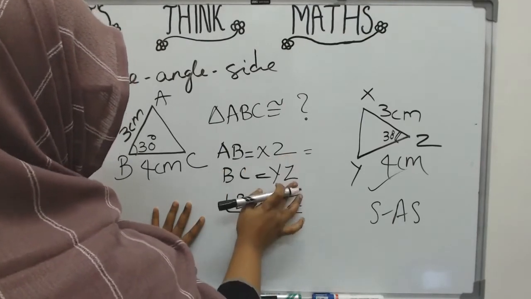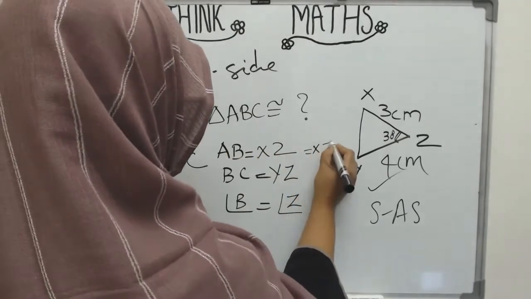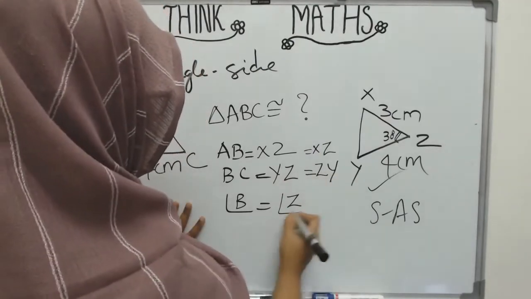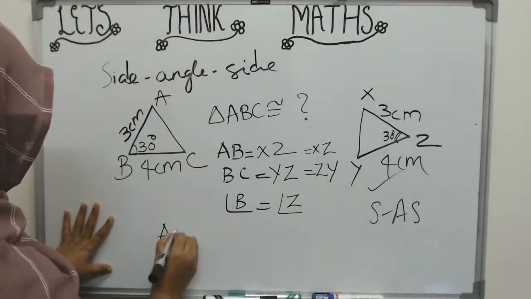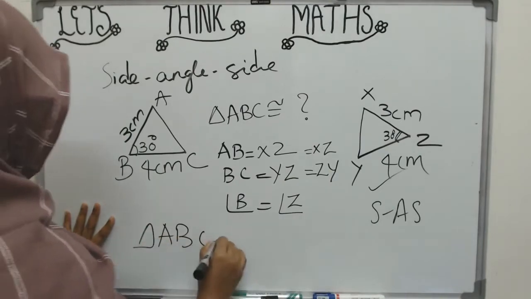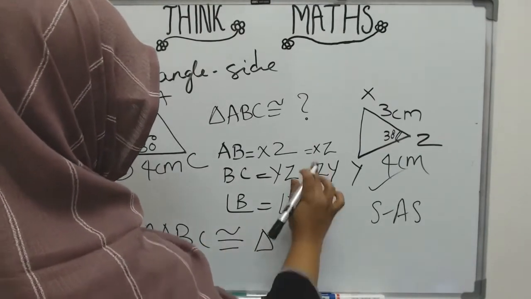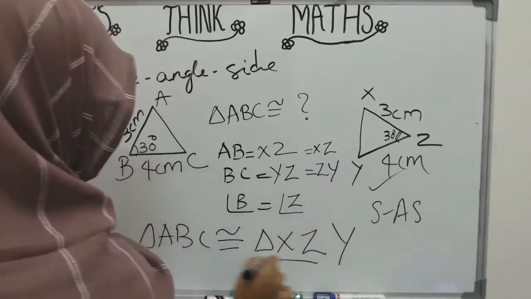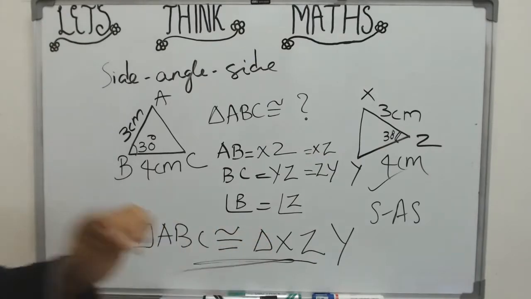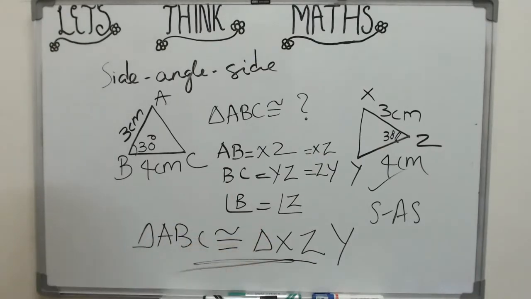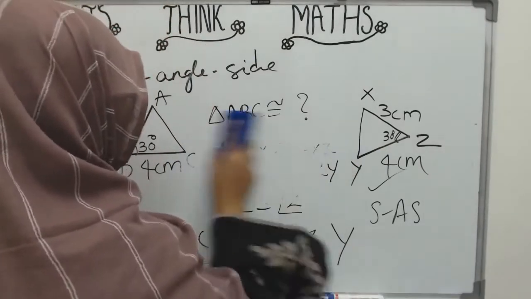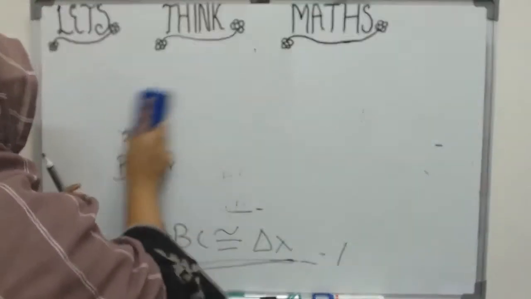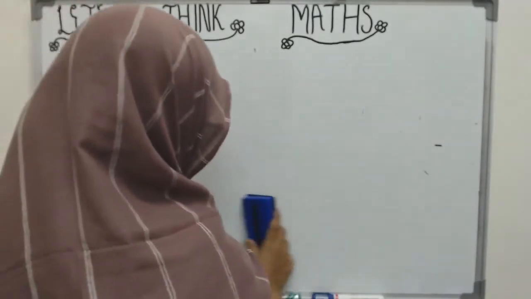It is Z. So in the first place, Z should come second, and in the second place, it should come here. Right? So triangle ABC will be congruent to triangle XZY. Not XYZ, it is congruent to triangle XZY. Now we come to the third congruence criterion, which is called the angle side angle criterion.